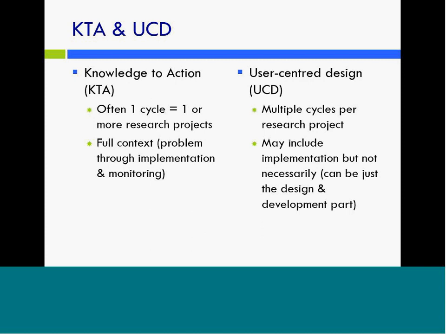So the knowledge to action cycle, often one cycle is a big thing, and it's one or more research projects, and you do the full context, all the way from problem definition through implementation and monitoring. Whereas the cycles within user-centered design are fast. You want multiple cycles per research project, and you may or may not include implementation within your cycle. If it's something that you observe, then it becomes included. But the user-centered design part is just the design and development part. This is just a portion of a larger process. If you are considering using this within a KT project, user-centered design would be the design and development part, and it would inform other parts, but that framework does not include the whole process that knowledge to action includes.